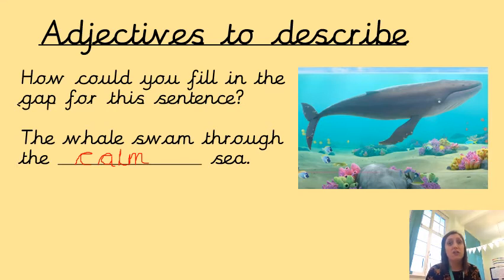If you want to challenge yourself, you could use and. So you could write the whale swam through the something and something sea. You could even say the adventurous whale swam through the calm sea. You could add an adjective for whale as well. So pause me here, complete that sentence, and then when you're ready, unpause me, and there'll be one more sentence at the end.